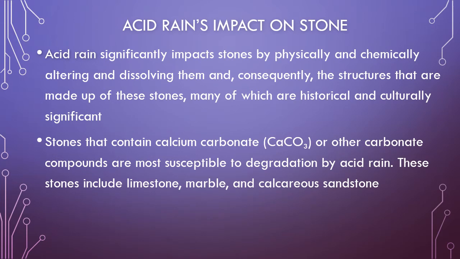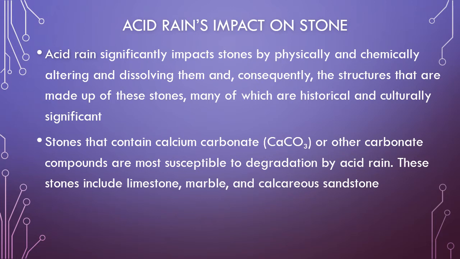Acid rain significantly impacts stones by physically and chemically altering them, and this leads to a lot of damage to stone monuments and buildings and statues and other stone structures like the Taj Mahal and the Statue of Liberty. This is why a lot of those old stone structures will have discoloration, or you'll see detailing being lost over time. Some sections of them will be completely lost because the acid rain has completely dissolved that part of the stone. The surfaces will become rough over time and those sorts of things.